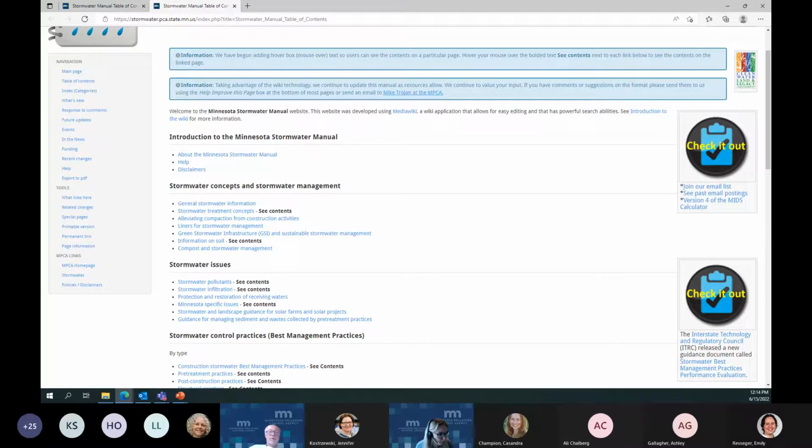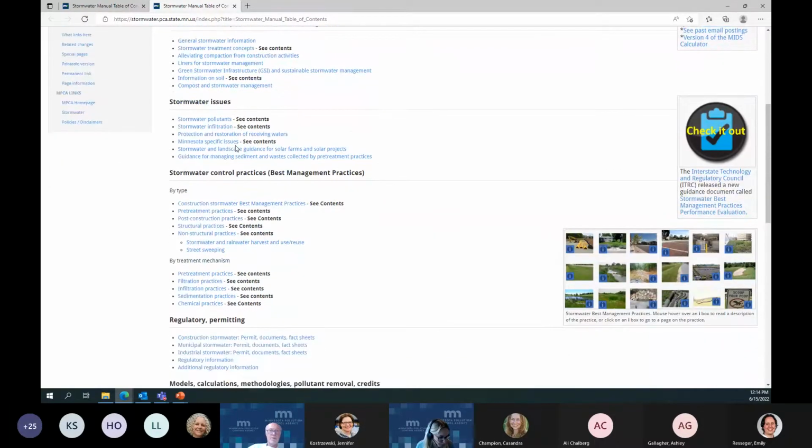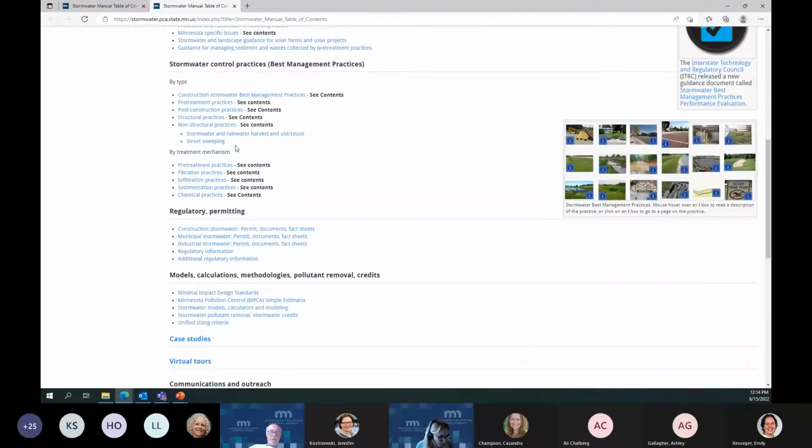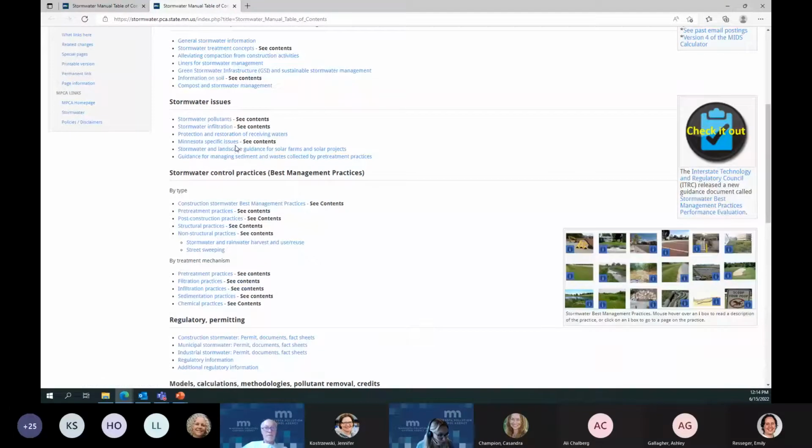On this table of contents, we've divided it into a couple major categories: introduction to the manual, stormwater concepts, and stormwater management. Every one of these blue texts is a link to another page, and it would take you sometimes to a page that has content on it. Sometimes it would take you to another table of contents that has additional information, because some of these subjects, like if you were to scroll down to stormwater infiltration and click on that, you would find that there's several pages that link to that page.